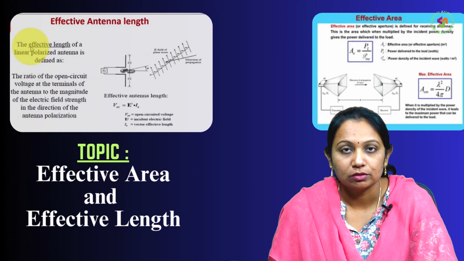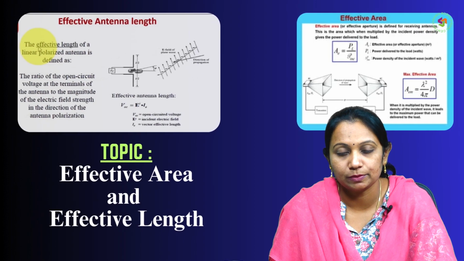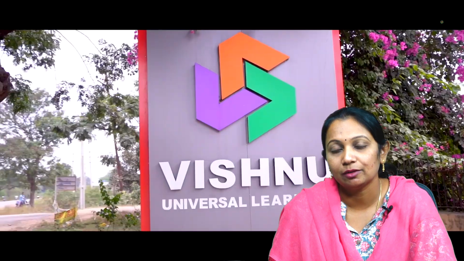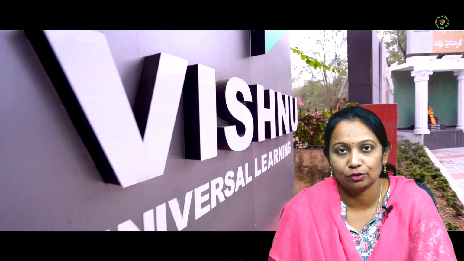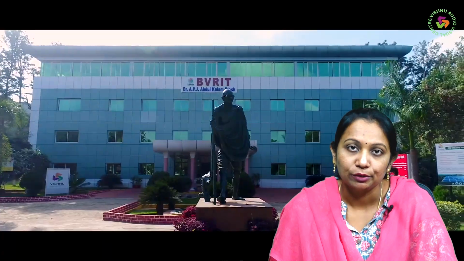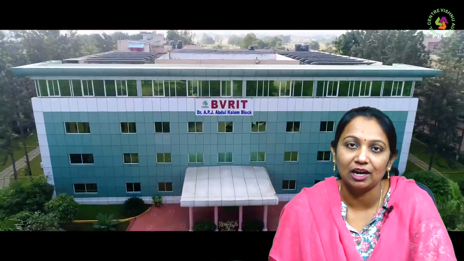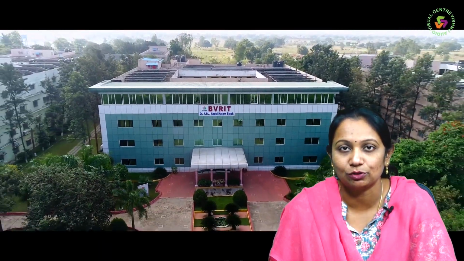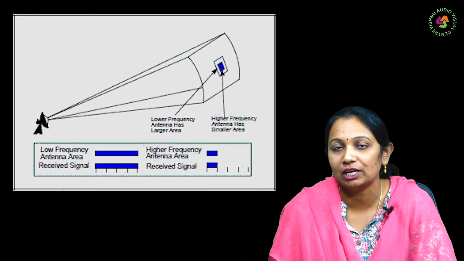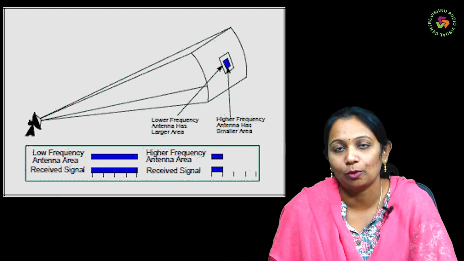In this video, I am going to give concepts about the antenna parameters. In continuation with the earlier lecture in the antenna and wave propagation course, we are going to discuss some more antenna parameters: effective area and effective height, or effective length. What is the meaning of effective? It is how effectively the antenna operates as a transmitter or receiver.